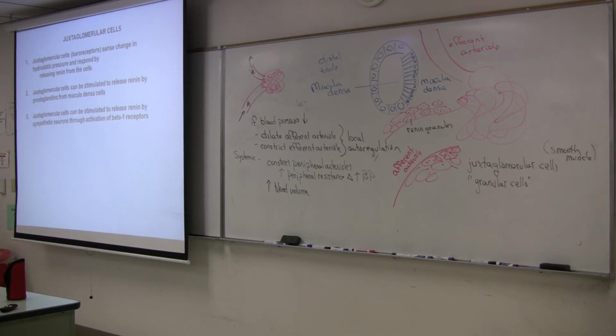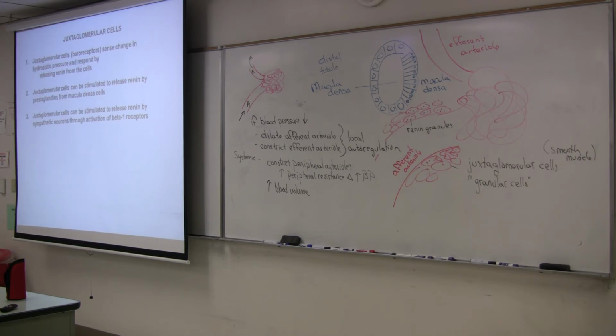Wait, so the macula densa is the columnar cells? Yes, because macula means spot and densa refers to dense spot. So it's all those nuclei close together that forms a dense spot, and that's where that term comes from, okay? So it's not the entire distal tubule, it's just that one segment of it right where it passes between the afferent and efferent arterioles. All right, so let's see how this works.